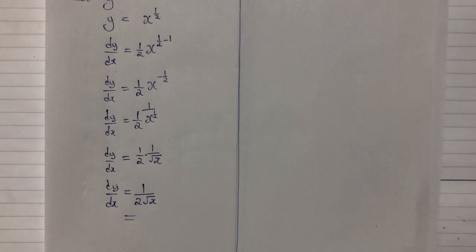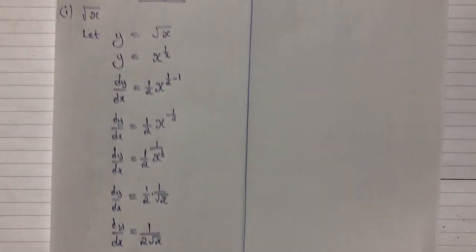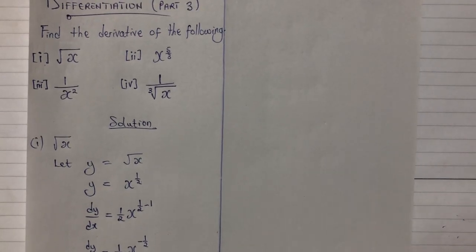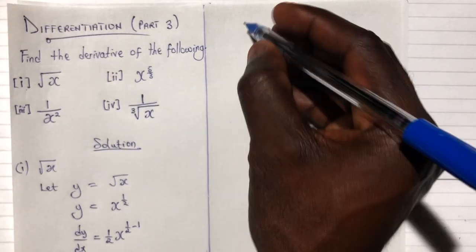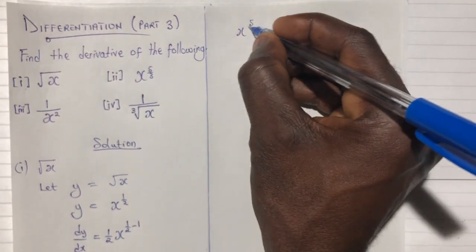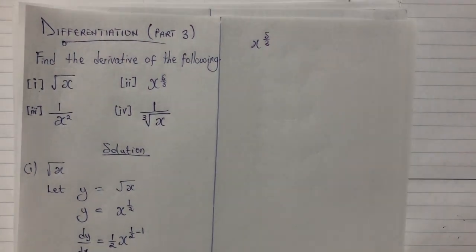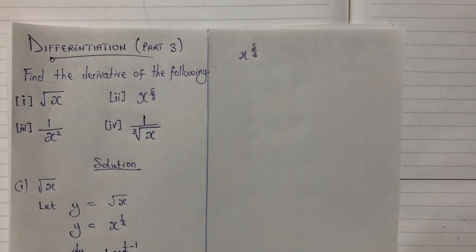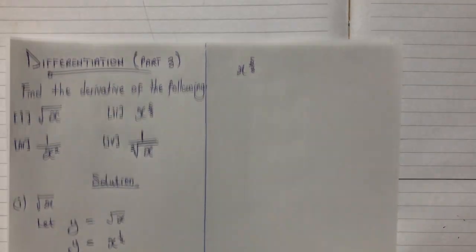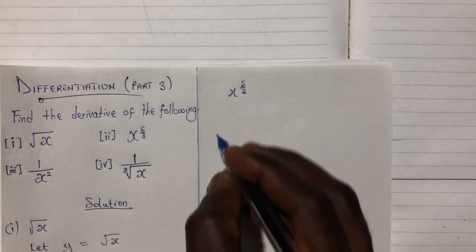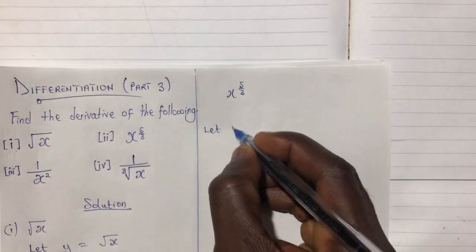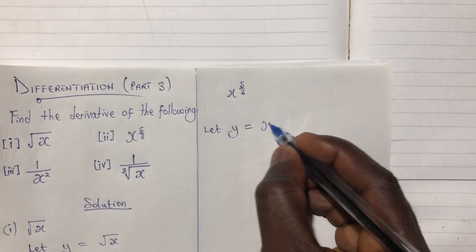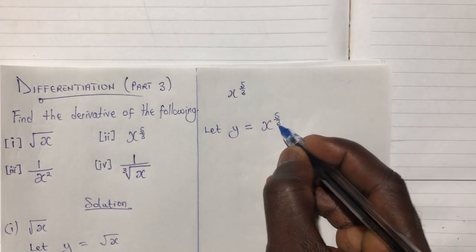Let's move on to the next question. The next question says we should find the derivative of x raised to the power 5 out of 3. So now this is what we are supposed to work on. Let y be equal to the function, so we have y equals x to the power 5 out of 3.